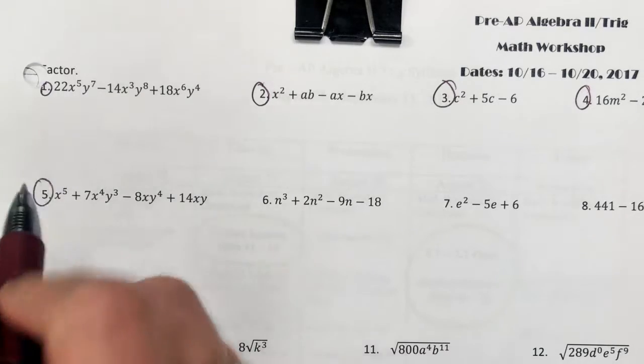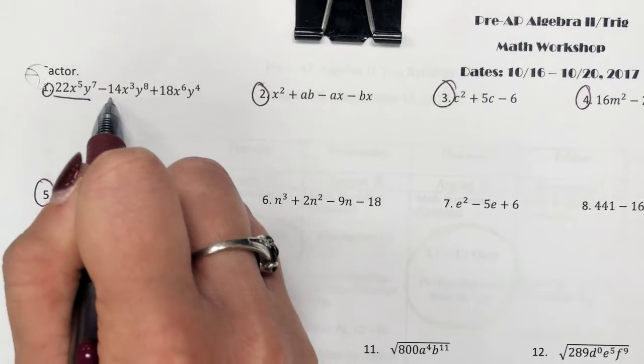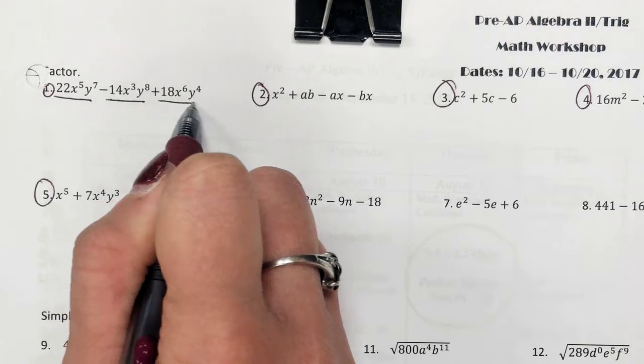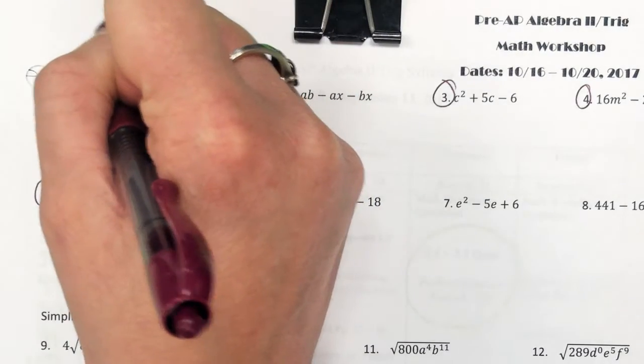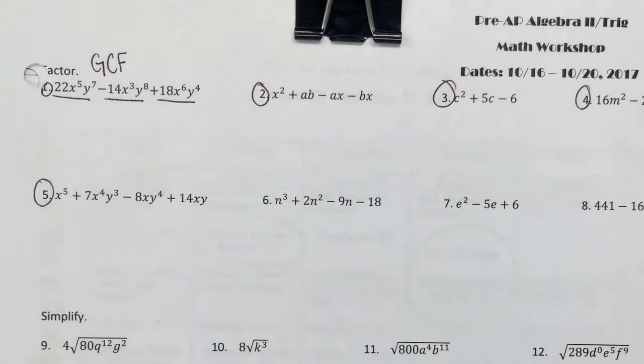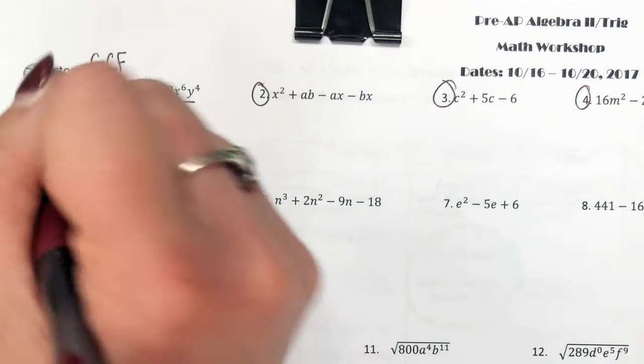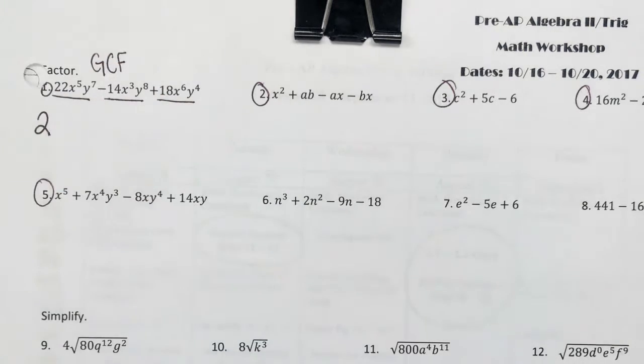Alright, number one, guys. How many terms does number one have? It has 3, right? So we have to do this by GCF. That's greatest common factor. So we have 22, 14, and 18. What's the biggest number that goes into all 3 of those? 2. There you go. Perfect.